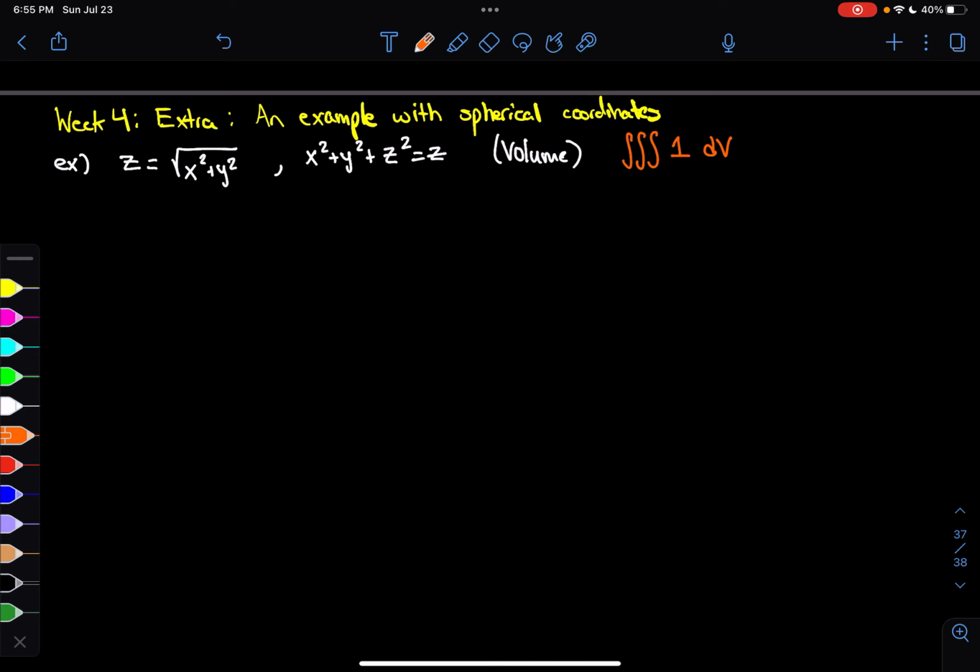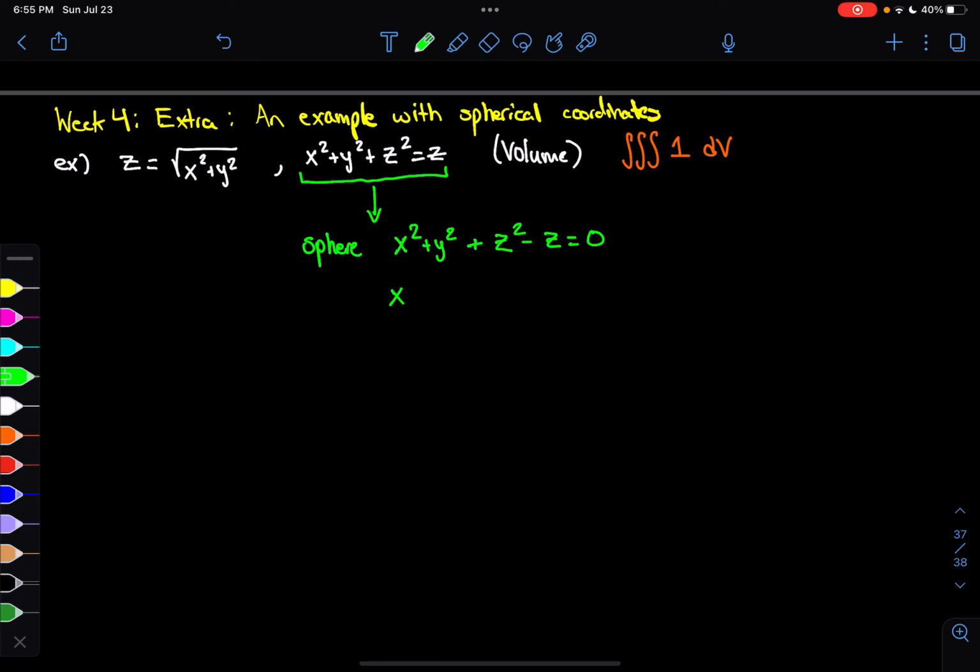So the way that you can think about doing this is to first think about what shapes we have. This shape should be the most obvious. We have x squared plus y squared plus z squared equals z. This right here is going to be a sphere, hence why we're going to end up using spherical coordinates. You could write it as x squared plus y squared plus z squared minus z is equal to 0.